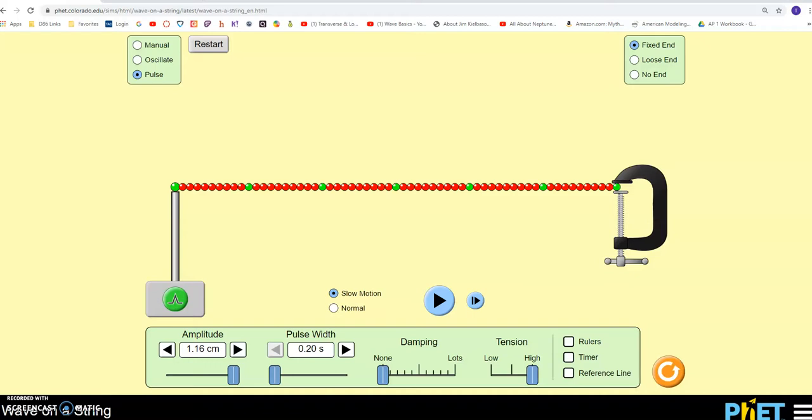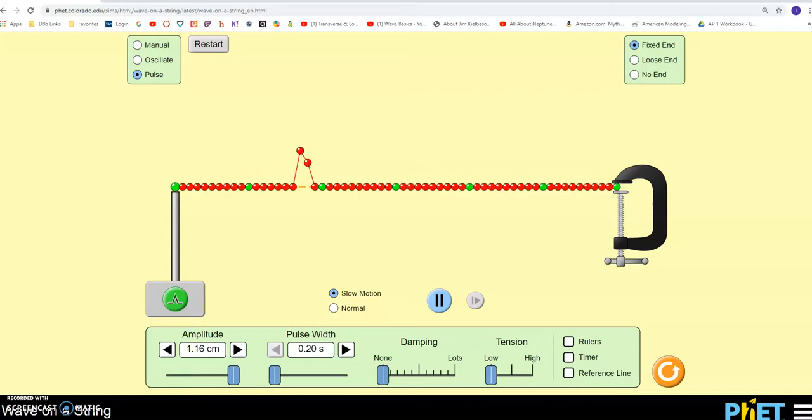So I'm going to go ahead and make a wave that has a high tension, and you can see it going across and coming back, so maybe it takes a couple seconds to go each way. And then I'm going to stop and restart it, and I'm going to put low tension. And you can see that the wave is much, much slower.